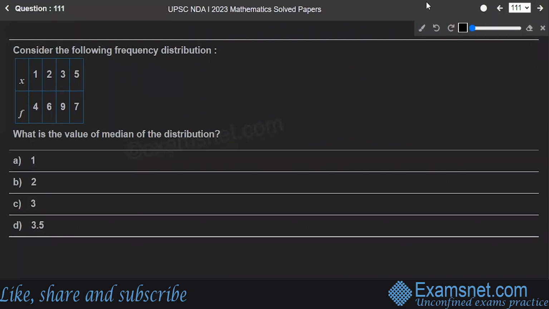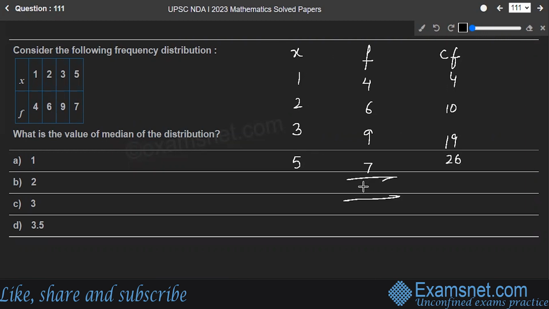Question number 111 says you have to consider the following frequency distribution and find out the value of the median of the distribution. Let's make the table for this. You have X, F, and CF. X is 1, 2, 3, and 5. F is 4, 6, 9, and 7. CF in this case is 4, 10, 19, and 26. The sum of the frequency is equal to 26. That means N is equal to 26. N is even.